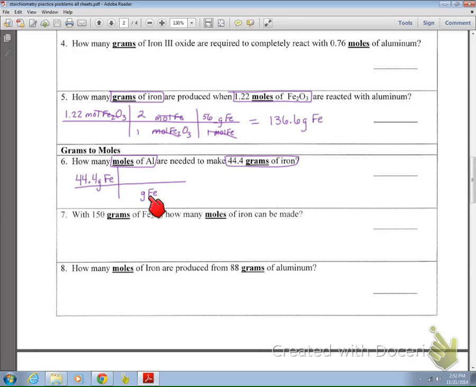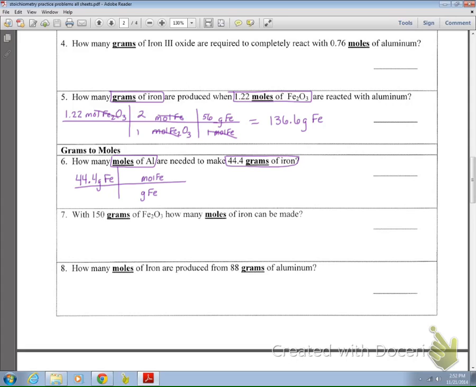I never can go from grams of iron to grams of aluminum. Please don't ever do that. Grams of iron to grams of aluminum does not exist. There is no conversion factor for them. I should never see a gram over gram conversion in our T-charts when we're dealing with stoichiometry. So the thing that you need to go to, again, is moles of iron.